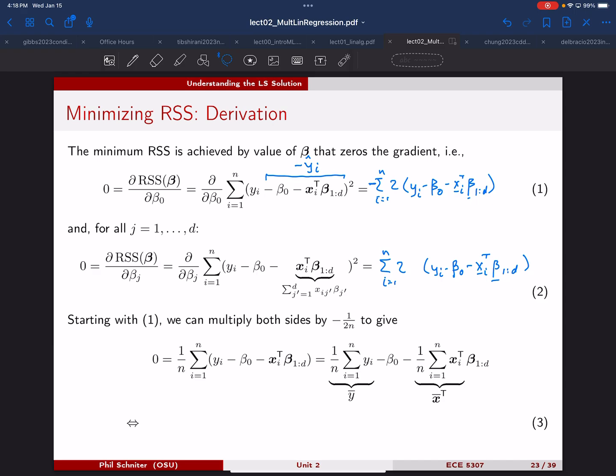Actually, for the next step, I'm going to move this 2 to the outside. Okay, so the last step for the partial derivative is to do the partial derivative with respect to the interior here. So how do we do that?